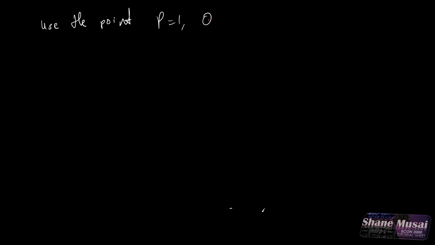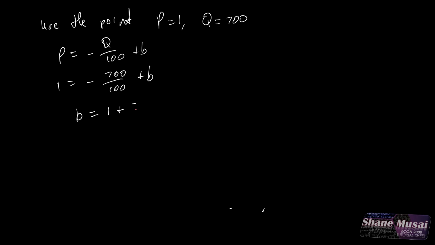We'll use the point price is equal to 1, quantity is equal to 700, and we recall price is equal to negative q over 100 plus b. So when price is equal to 1, we have negative 700 over 100 plus b. And if we solve for b, you'll have b is equal to 1 plus 7, which is equal to 8. Therefore, your algebraic equation for your demand graph takes the form of price equals 8 minus q over 100.